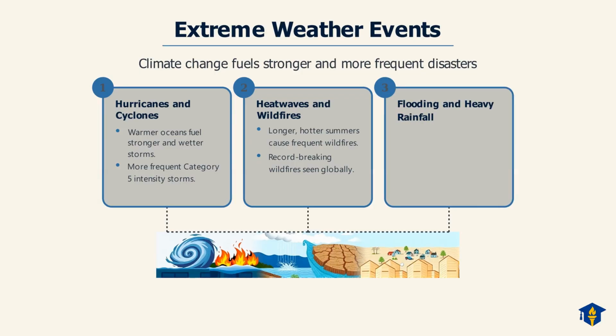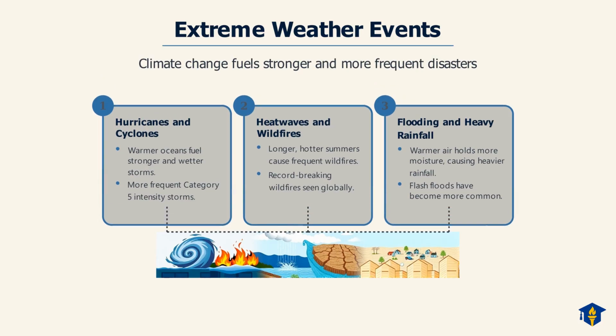Flooding and heavy rainfall events are becoming more common and intense as well. Warmer air can hold more moisture, which then leads to significantly heavier rainfall. As a result, flash floods have become a much more common and destructive phenomenon.